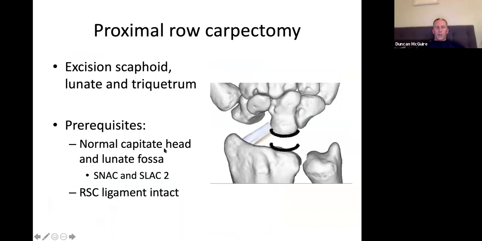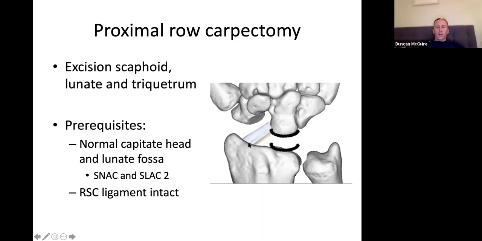As I said before, you have to have a normal capitate head and lunate fossa. If there's any arthritis of either, which happens in SLAC and SNAC 3, where the capitate head is involved, then this procedure isn't appropriate. The patient will have pain and their arthritis will progress.